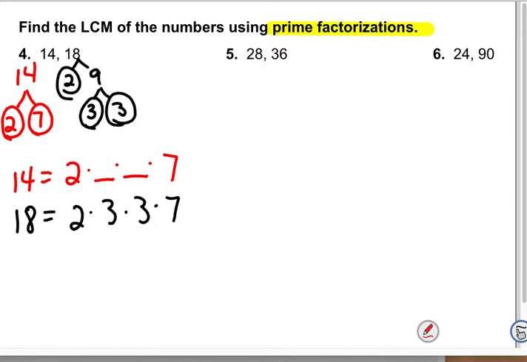So what is my LCM of 14 and 18? What is the LCM of 14 and 18? Kaylee? 126. Kaylee says 126. 2 times 3 times 3 is 18 times 7. Got the same answer. Did you multiply 18 and 7? And you got 126?